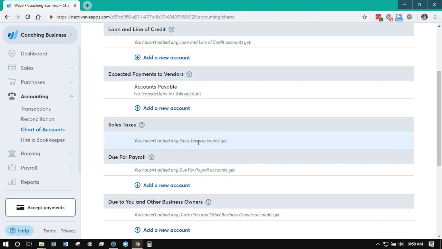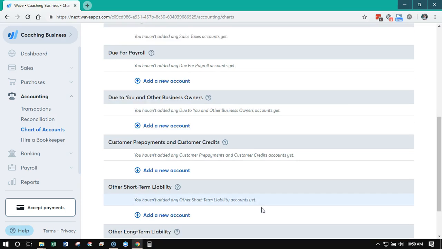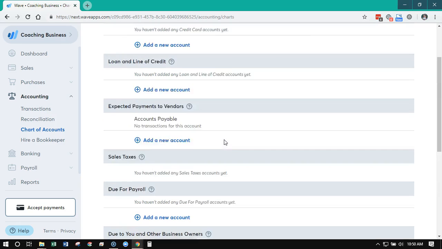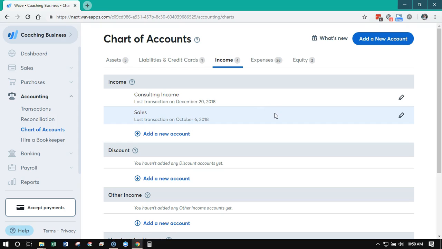And then sales taxes and payroll taxes, and then due to you and other business owners, this has to do with partnerships and S corps, and then just a few other things. So again, you don't really need to be messing down here a whole lot unless you have someone helping you and guiding you. Income categories, woohoo!